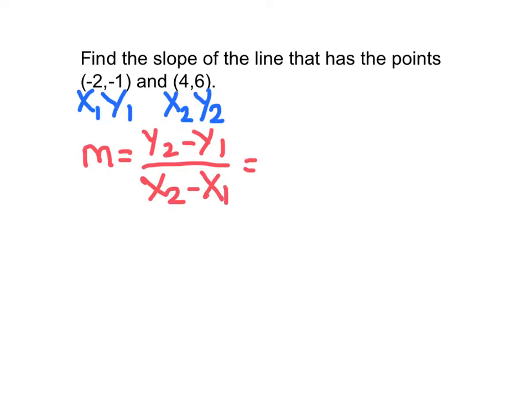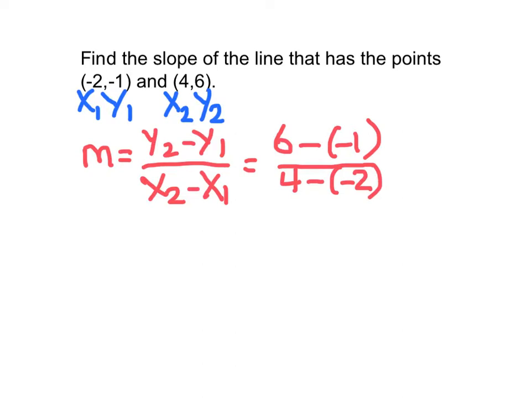All right, so y sub 2 is going to be 6. Y sub 1 is negative 1, so 6 minus negative 1. Notice how I did that. The formula has a minus sign, but what am I subtracting? Well, I'm subtracting a negative 1, so I need to put a parenthesis around the negative 1. All right, x sub 2 is 4, and x sub 1 is negative 2.